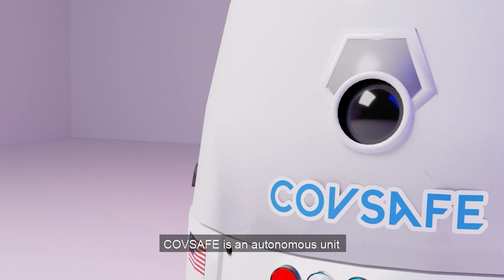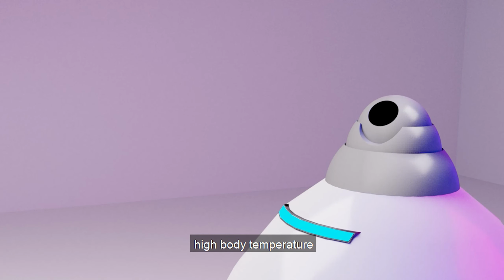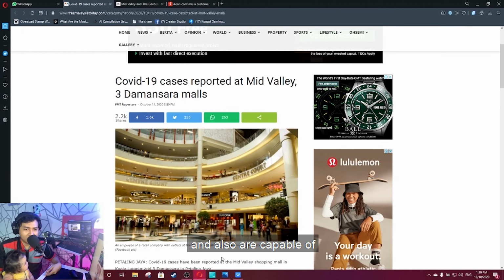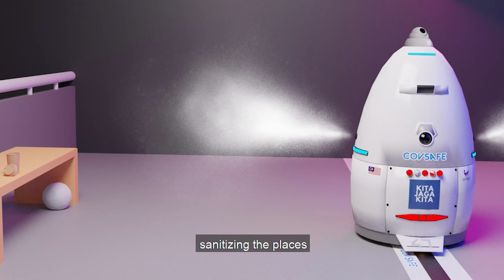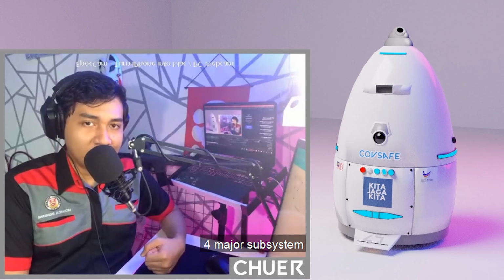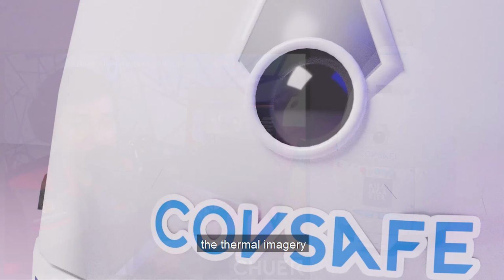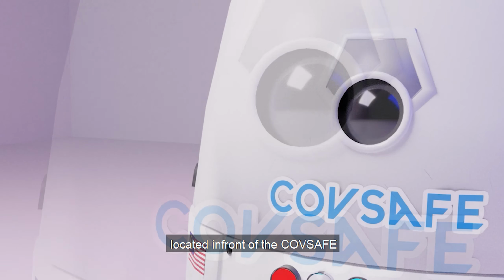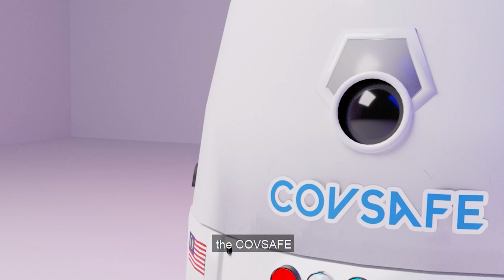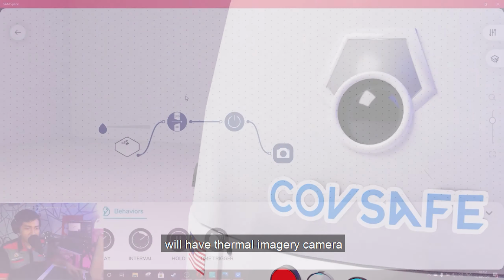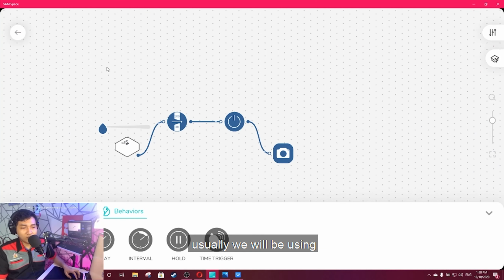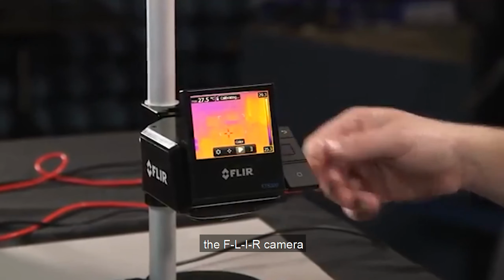Covsafe is an autonomous robot that is able to detect visitors who have high body temperatures and is also capable of sanitizing the places where it goes. Covsafe is divided into 4 major subsystems, if I may say so. First one would be the thermal imagery located in front of the Covsafe. The Covsafe will have a thermal imagery camera. Usually we will be using the FLIR camera.